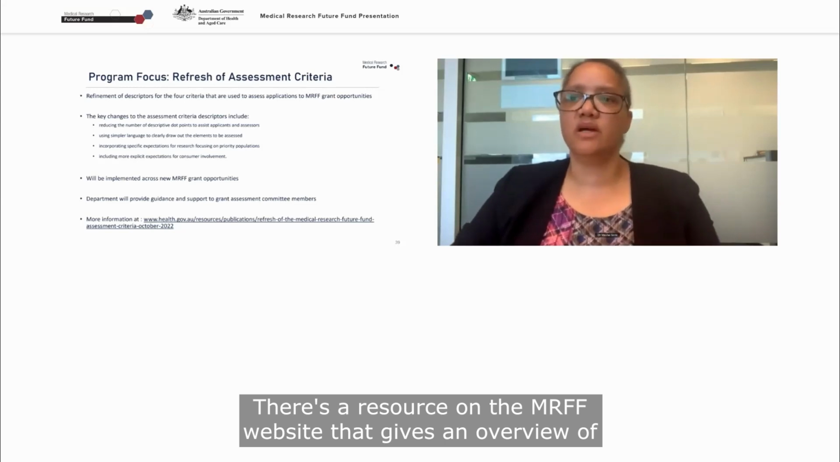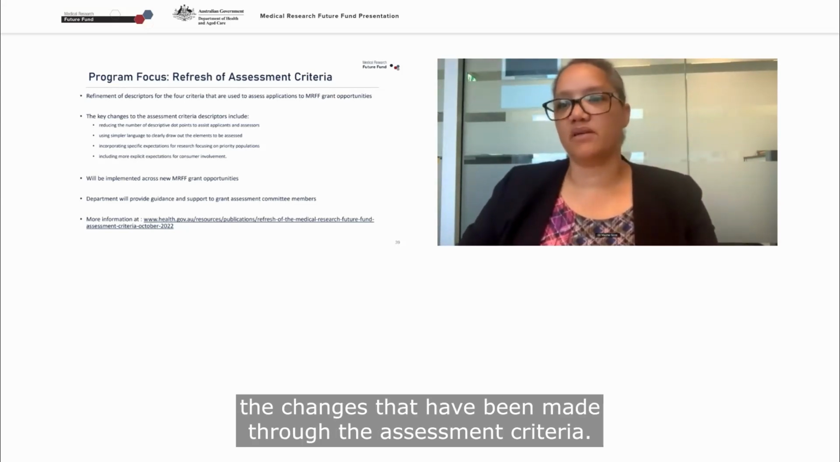There's a resource on the MRFF website that gives an overview of the changes that have been made through the assessment criteria.